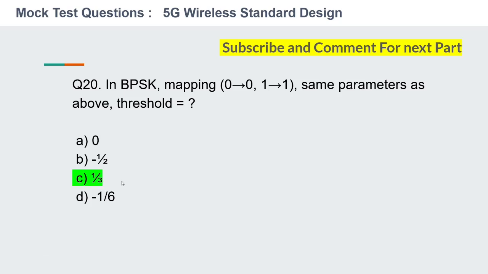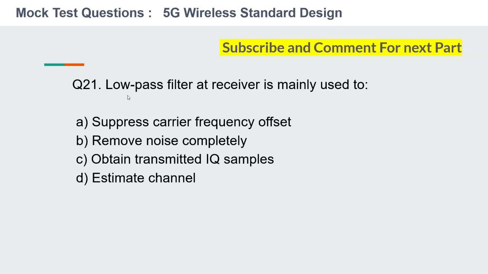Now let's go to our question number 21. Low pass filter at receiver is mainly used to, so these are the options: suppress carrier frequency offset, remove noise completely, obtain transmitted IQ samples, estimate channel. So your time starts now. And the answer is C, obtain transmitted IQ samples.